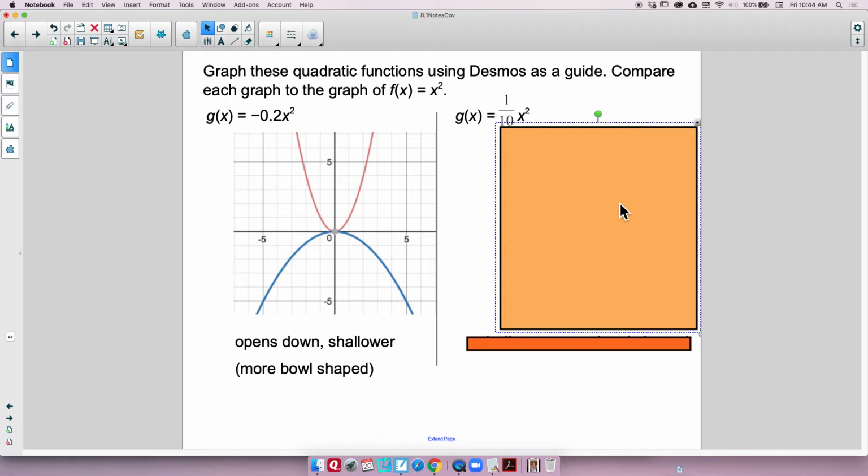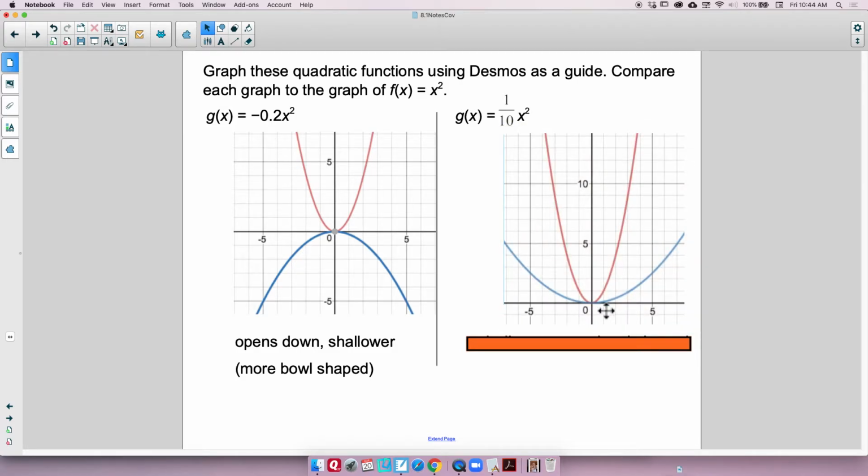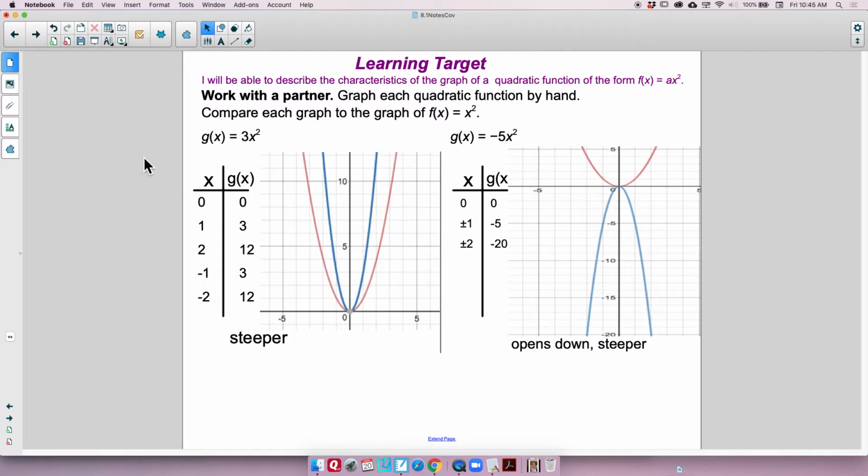All right, back. So again, this is our 1/10 x squared. This is our parent function of x squared. And what do you notice? Well, it opens the same way. It opens up, but it's definitely more bowl-shaped or shallower. Okay, and you're going to start seeing that the coefficient makes a difference. Here was a -1, and it opened down. Here's a +1, it opened up. This one's less than 1, and it was shallower. We went back here. Here's a positive number, so it opens up, and greater than 1, and it was steeper. Here it's a -5, so it opens down, but it's steeper. Okay.